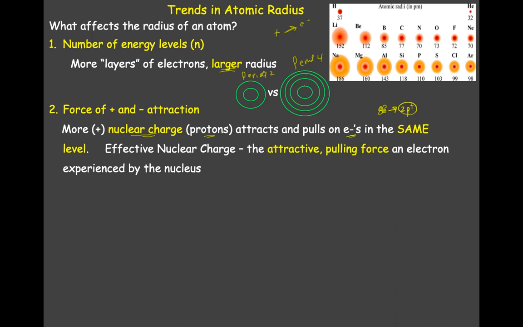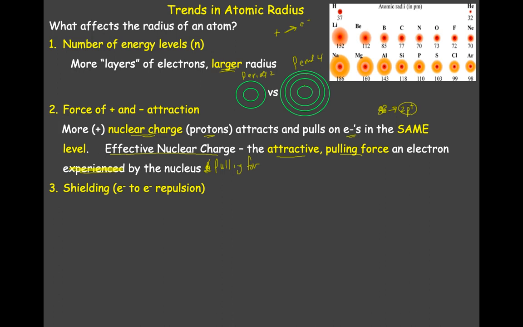Okay, and that's called the effective nuclear charge. So the effective nuclear charge is the attractive pulling force experienced by an electron from the nucleus. Kind of messed up that sentence a little bit, but you get it: pulling on an electron by the nucleus. Okay. All right. So again, that's going to be the force of that attraction. So you're going to be pulling that electron in.